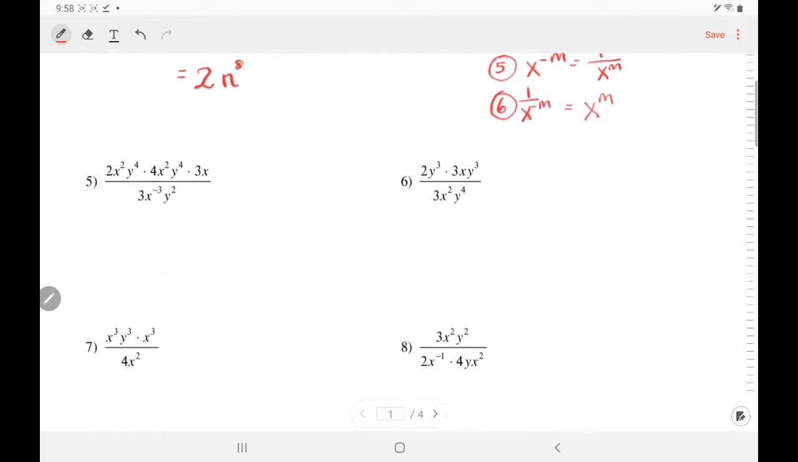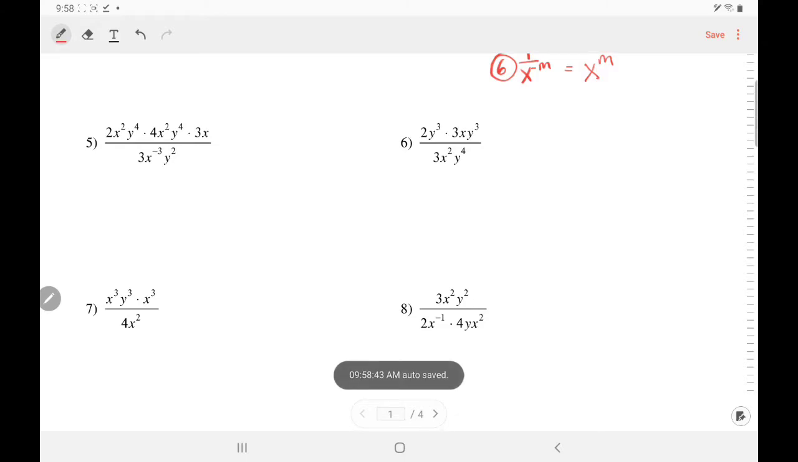Number 5 is a bigger problem. We want to handle the coefficients first. I see a 3 on the bottom, which will cancel with the 3 on top. Now let's multiply the two other coefficients, the 2 and the 4. So that is 8.